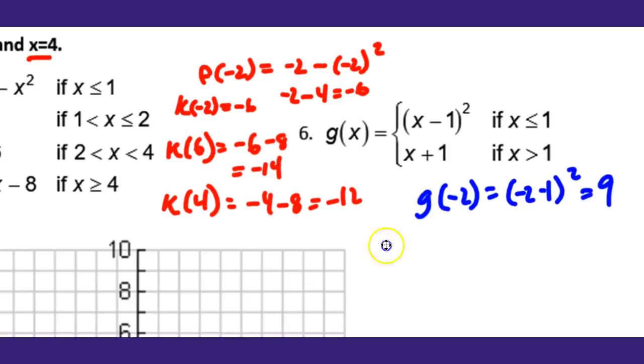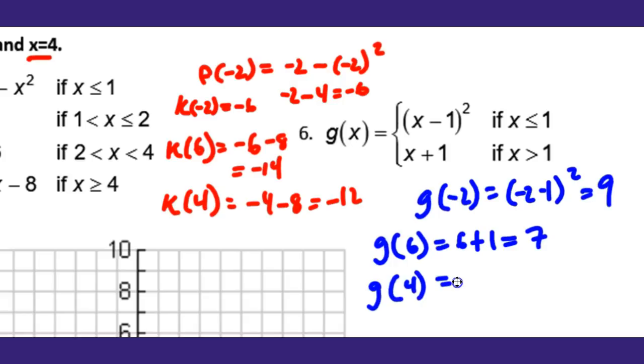Then we're going to do g of 6. And 6 is greater than 1. Fits this condition. So we go 6 plus 1. Man, 6 plus 1 equals 7. I am so tired, I messed that up. And lastly, we have g of 4. Alright, and 4 is greater than 1. So we're going to do 4 plus 1, which equals 5 right there.